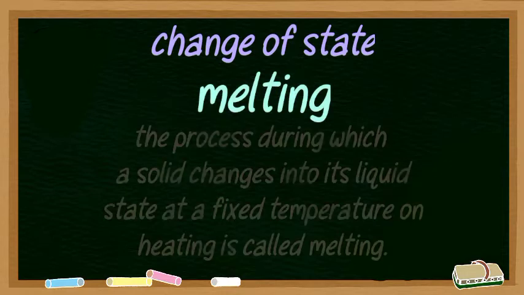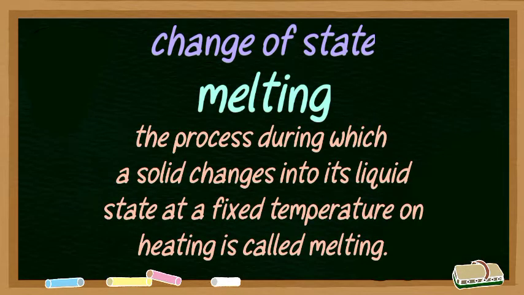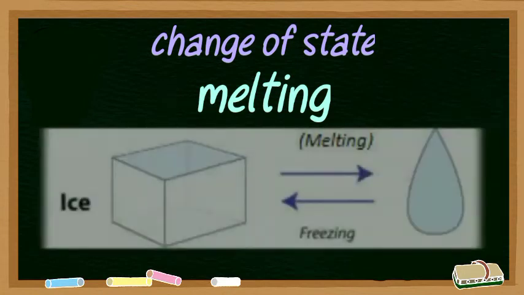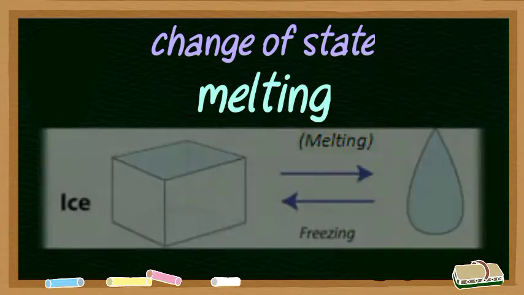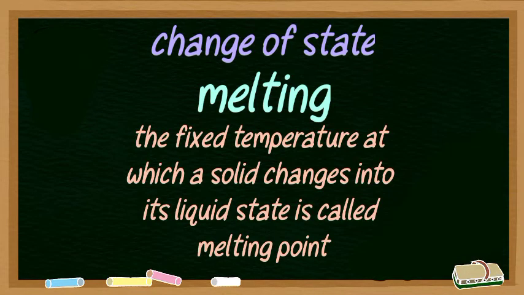Melting. The process during which the solid state changes into the liquid state at a fixed temperature on heating is called melting. Change of ice at 0 degrees Celsius into water, also at 0 degrees Celsius, on heating is an example of melting. The fixed temperature at which a solid changes into its liquid state is called its melting point.